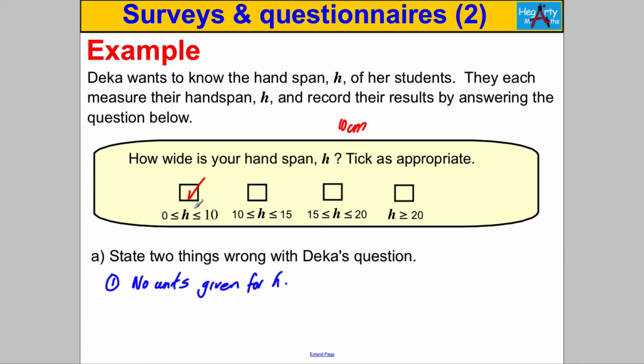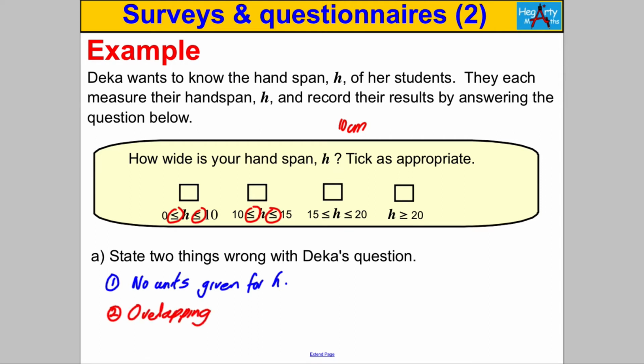Well, you could tick that one because H can be bigger than or equal to 0 or less than or equal to 10. But you could also tick that one because here H is bigger than or equal to 10 and less than or equal to 15. So again, you've got overlapping categories here because you've been sloppy with the inequalities you've used. You've got to be very careful with these if you write these down, because here you've got overlapping category of 10 could go in both boxes. Similarly, 15 could go here or here, and similarly 20 could go here or here. So we've got the problem of overlapping categories.